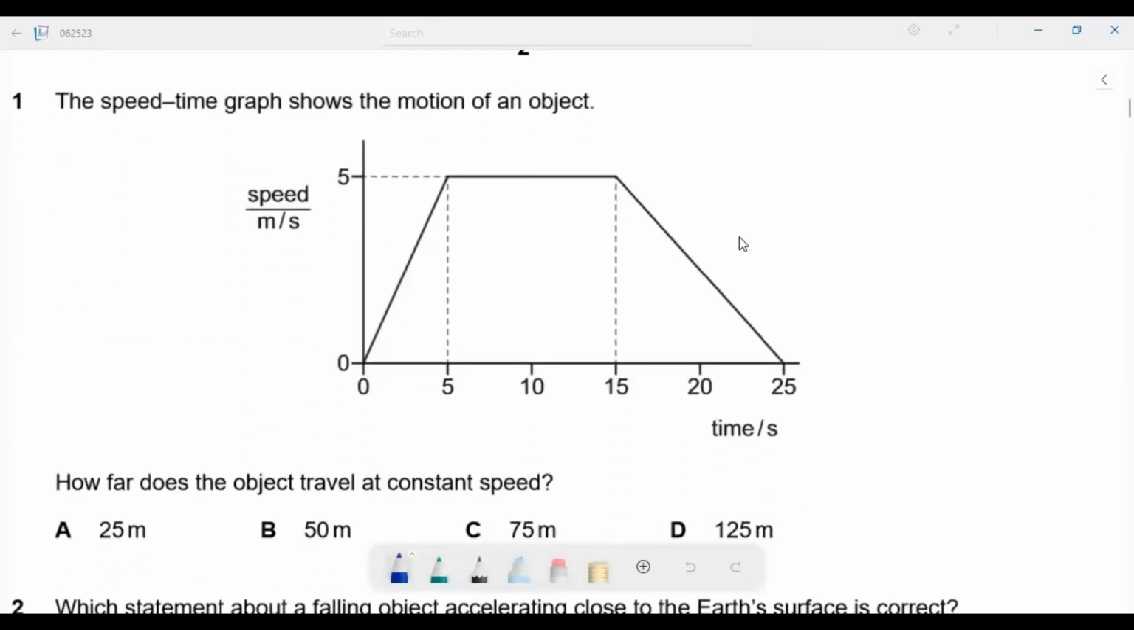First question, the speed time graph shows the motion of an object. How far does the object travel at constant speed? So in this graph we can see from time 5 seconds to 15 seconds the object is traveling at a constant speed. So the area under this will give the distance traveled.